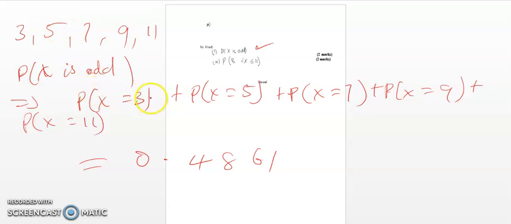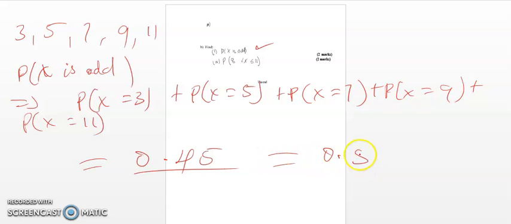Confirm that with your calculator. Let's just approximate that to 0.45. You can even leave your answer as approximately 0.5. And this should be the solution for the first question.